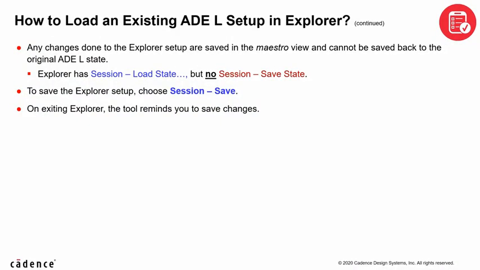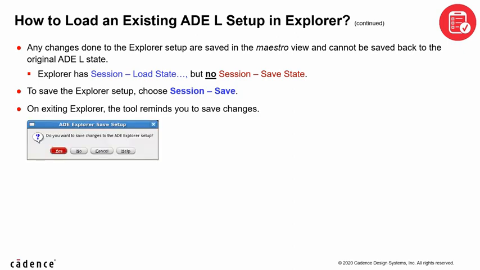When you load an ADL state into an Explorer environment, do remember that any changes done to the Explorer setup are saved in the Maestro view. The directory structure is different and hence they cannot be saved back to the original ADL state. So Explorer just has a load state option. By going to the Session menu, you can choose Load State. There is no Session Save State option. But what you can do is save your ADE Explorer setup by going to Session and choosing Save. And also if you do forget to save and exit, the tool reminds you to save the changes.